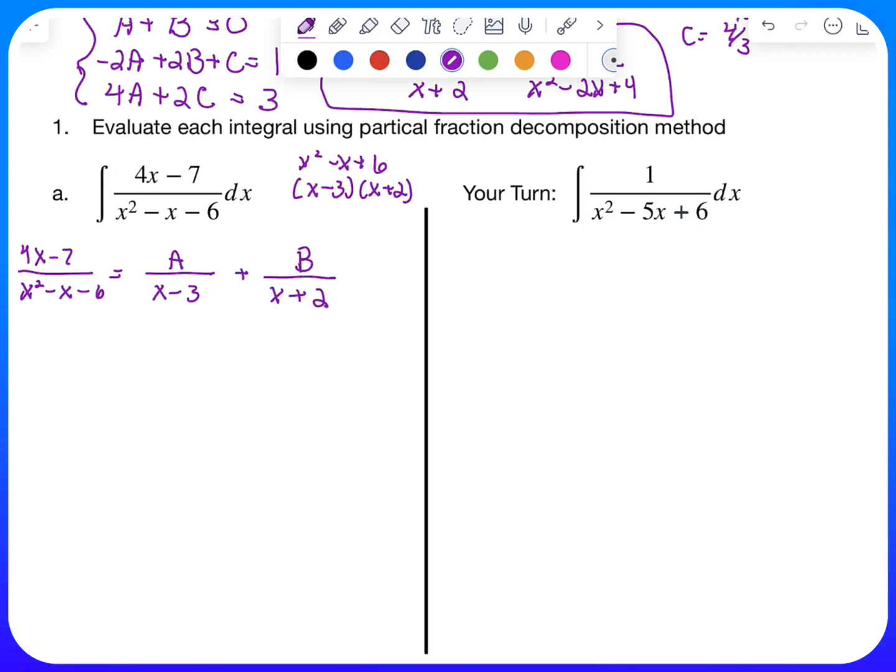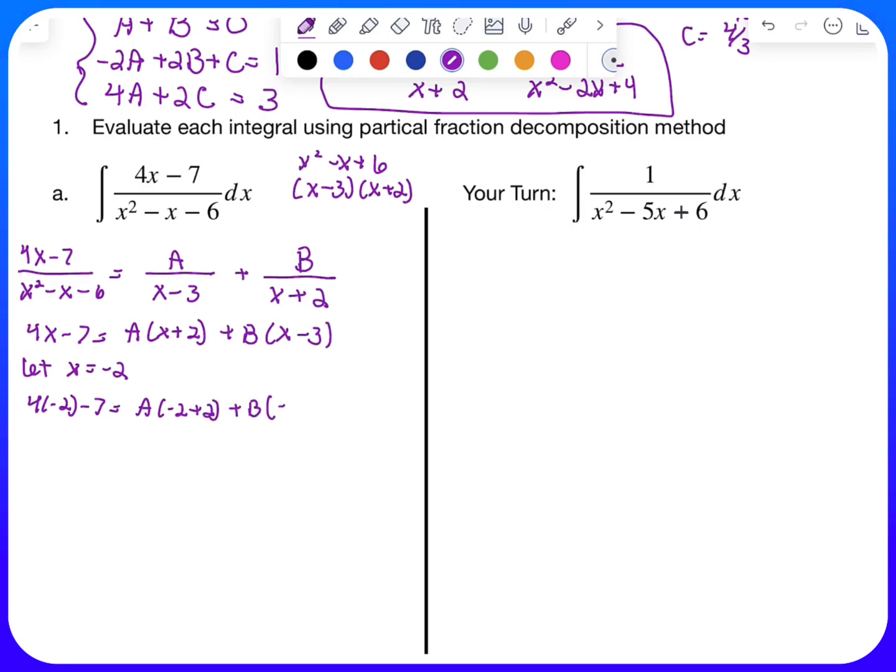Okay, and then I'm going to multiply to get my common denominator. So the A term needs to be multiplied by x plus 2. The B term needs to be multiplied by x minus 3. Since these are linear functions, I'm going to let x equal my one root, which is negative 2. Plugging into my basic equation, x is always negative 2. Simplifying that down, I end up with negative 15, sorry, is equal to negative 5B. Dividing each side by negative 5, I get that B is equal to 3.